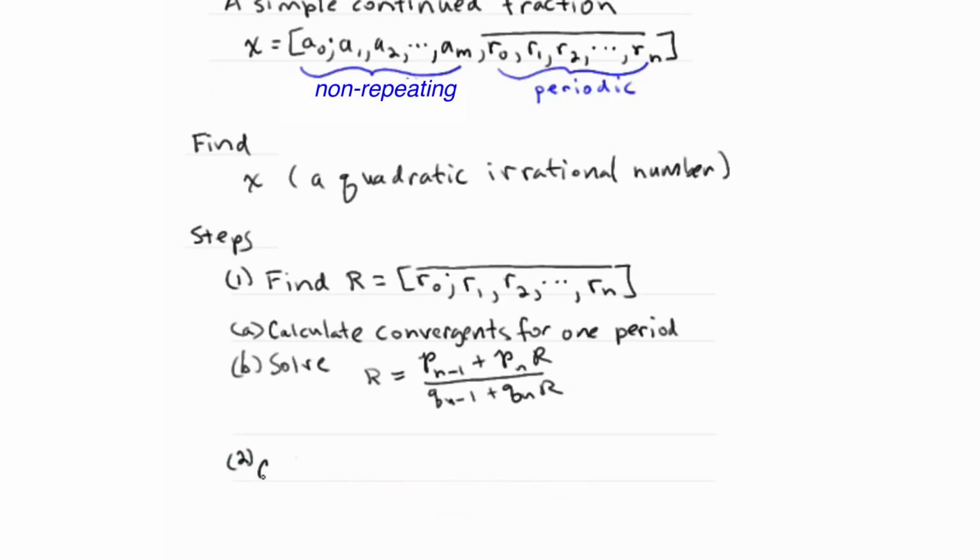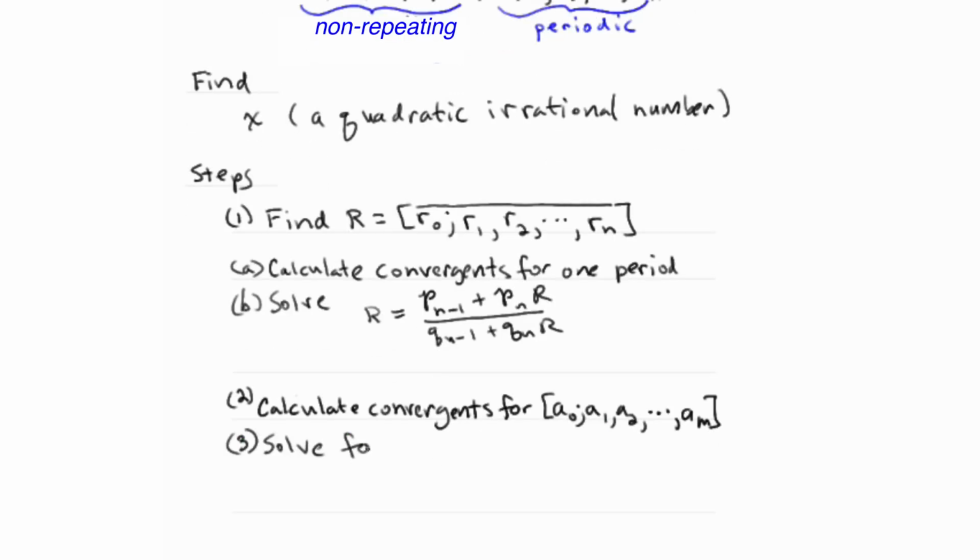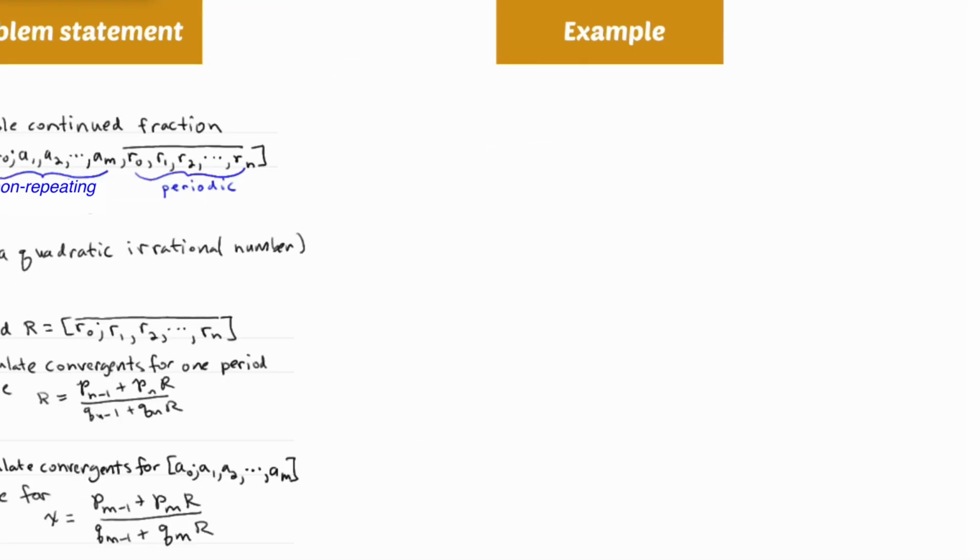The next step is to find the convergents for the part of the simple continued fraction that just has the non-repeating terms, the ones denoted by a. Then solve for x using x equals p sub m minus 1 plus p sub m times r all over q sub m minus 1 plus q sub m times r. That's it. Let's do an example.